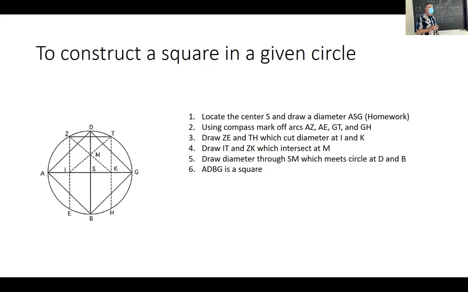So the first thing we've got to do is find the center of the circle S with our rusty compass and straight edge. And that's going to be a homework problem for you for next week. But you can construct it. You just come up with any old radius at all. And so the next thing we want to do is come up with a diameter which is going to be perpendicular to the diameter that we've constructed for ourselves. So now we just use our rusty compass and mark off E and Z from A, and we mark off T and H from G.